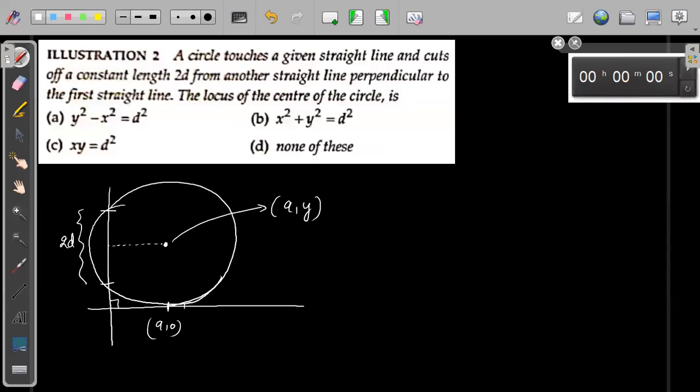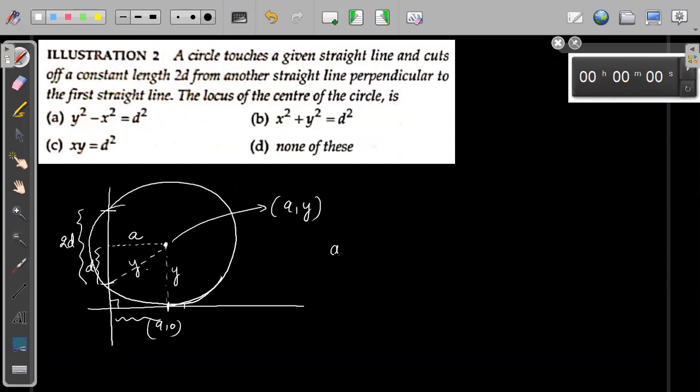This distance is a. This total length is 2d, so this half length will be d. And this part is nothing but the radius. What is the radius of the circle? This is the height, this is the radius of the circle, that means y. So I can write the equation in terms of a, d and y.